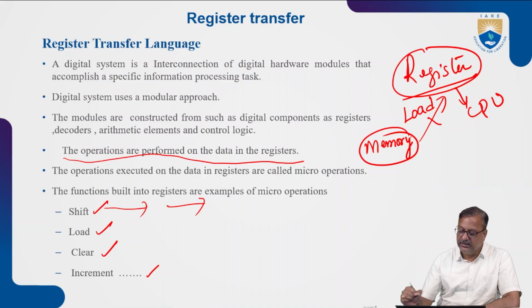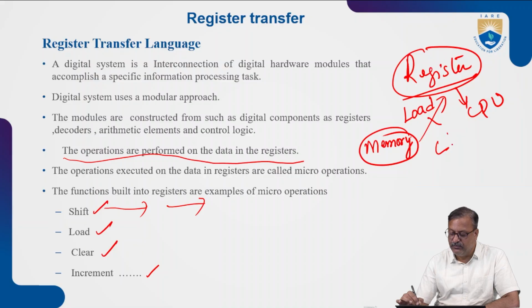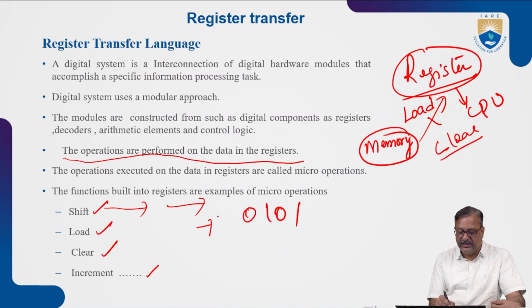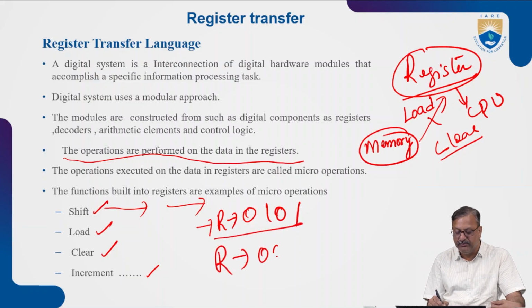Clear means if you are using a clear operation, whatever data you store in the register, say 0 1 0 1, if you say clear, then by performing this, the value in the register becomes all 0 once you use the clear operation.